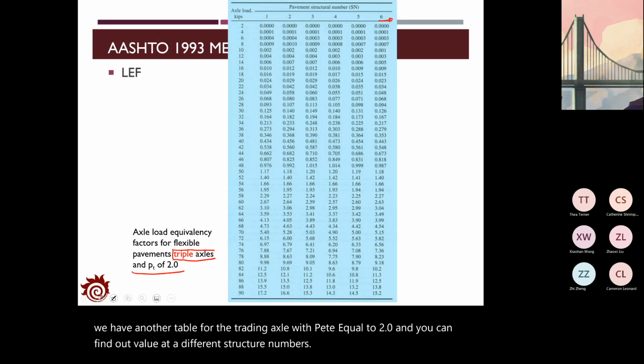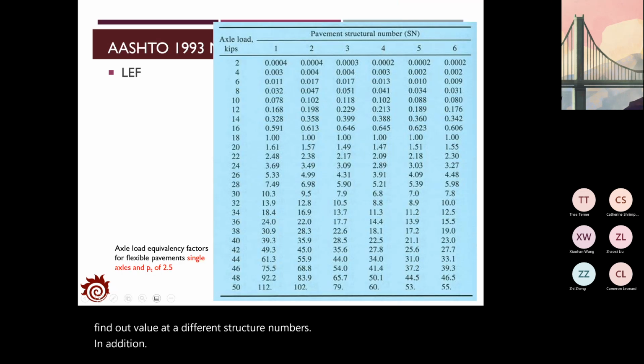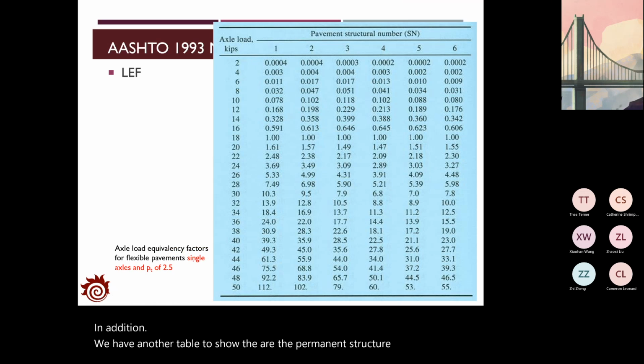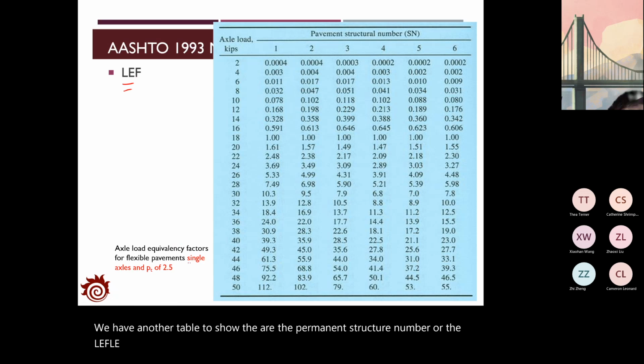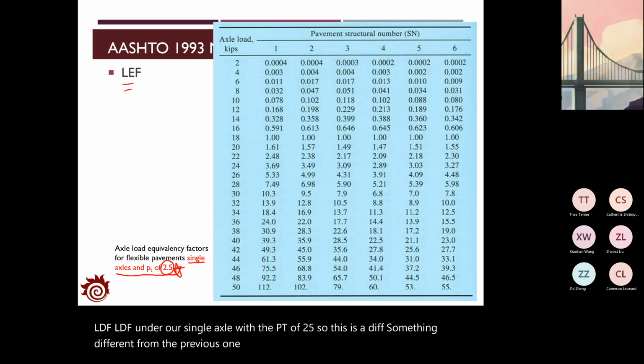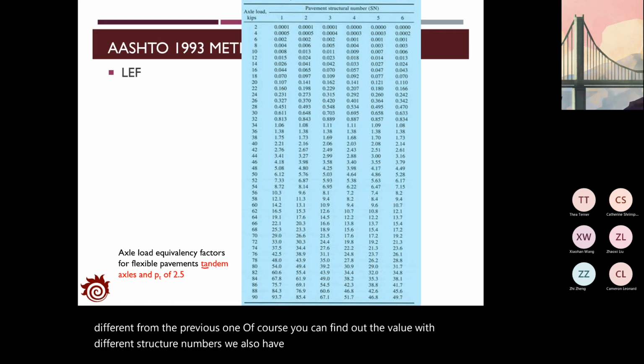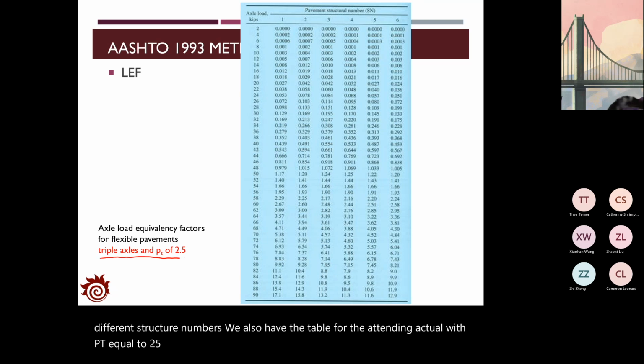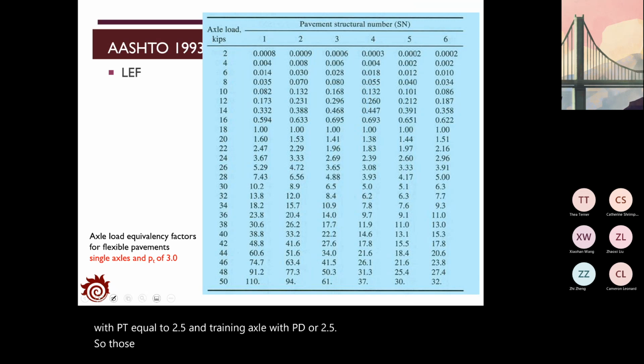In addition, we have another table to show you the pavement structure number, the LEF under a single axle with a PT of 2.5. So this is something different from the previous one. Of course, you can find out the value with different structure numbers. We also have the table for the tandem axle with PT equal to 2.5 and trailing axle with PT equal to 2.5. So those would be the LEF we're going to use.